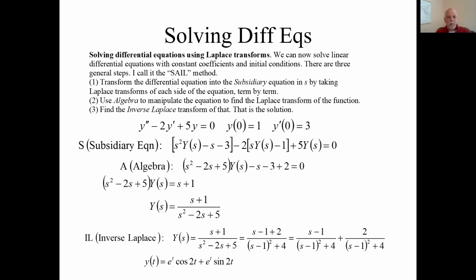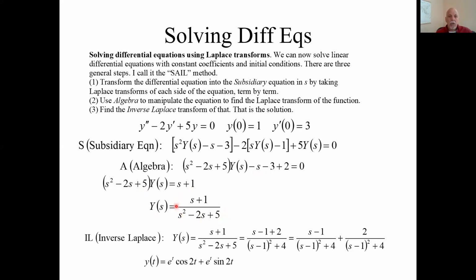That's the next step. So the next step is to start doing some algebra on this, because we want to isolate Y on the left side, this big Y. So we can gather up all the big Y terms: s squared minus 2s plus 5, big Y, minus s, a minus 3, and a plus 2. Bring these guys to the right side. You'll have plus s plus 1. And then divide by this out here. And we've now isolated big Y sub s, or the Laplace transform of the solution.